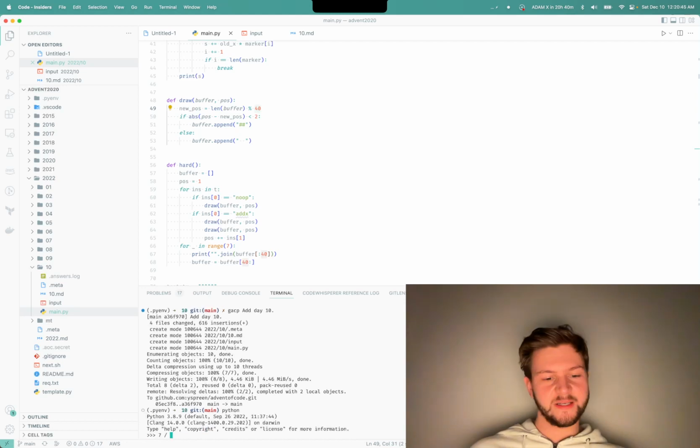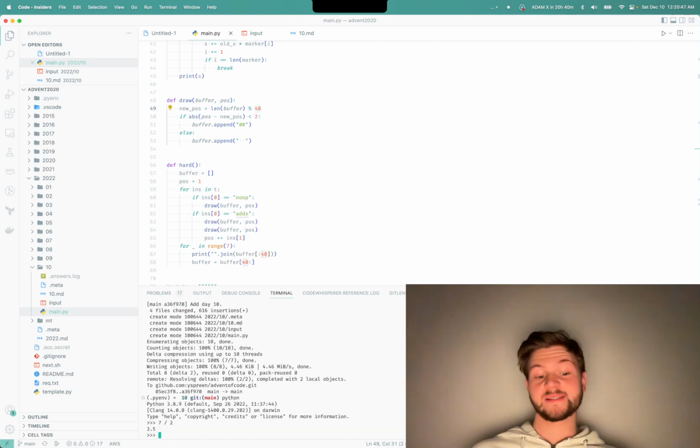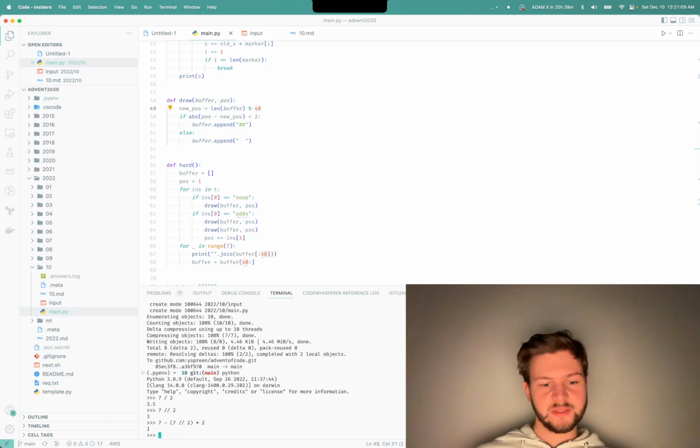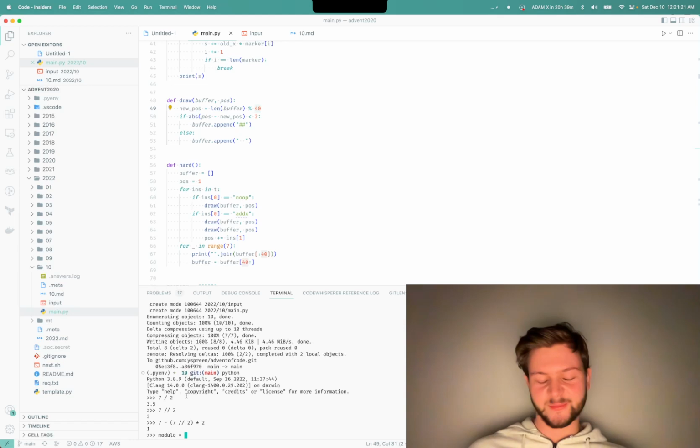So 7 divided by 2, we already covered this, is 3.5. 7 divided by 2 as an int is only 3. And if you do 7 divided by 2 as an int, times 2, 7 minus that. So this is what the modulo operator does. So we can define it like this. This is like computer science 101. You're going to learn this in CS, but I'm going to explain it anyway, just for once.